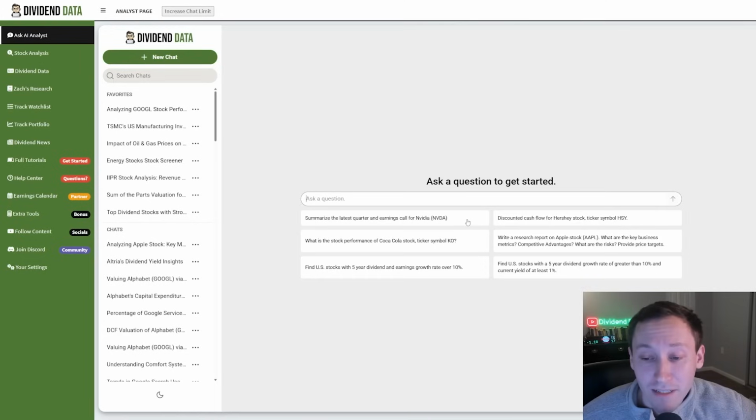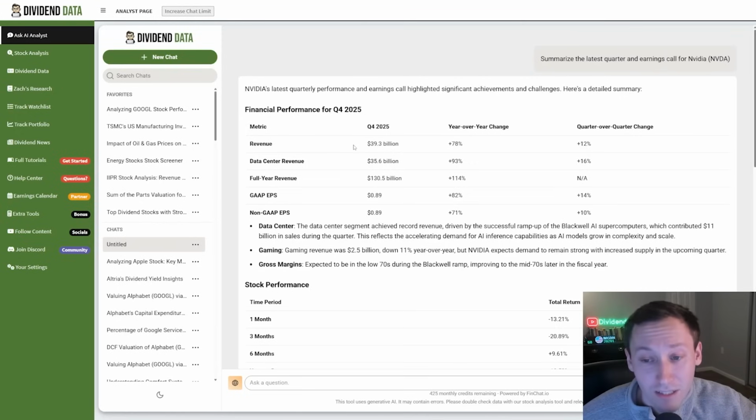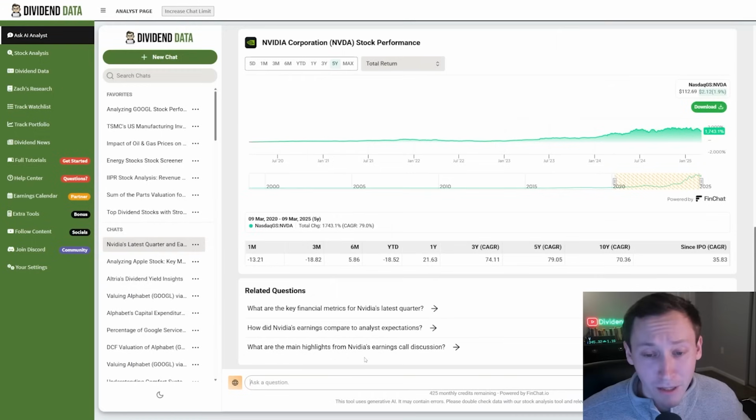Let's say you want to summarize the latest quarter and earnings call for NVIDIA. This will source from the actual earnings transcript and related financial documents, and it creates this great report so that you can easily understand what happened in the latest quarter. That's across their various business segments. And by the way, there's often embedded charts in these results, and you can look at things like total return over time. And at the bottom of any chat, you can reply with a follow-up question.